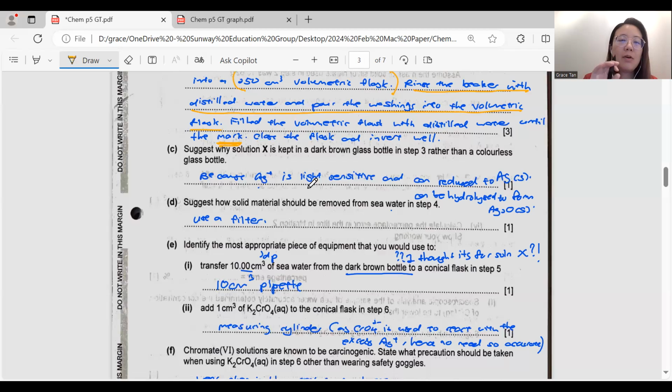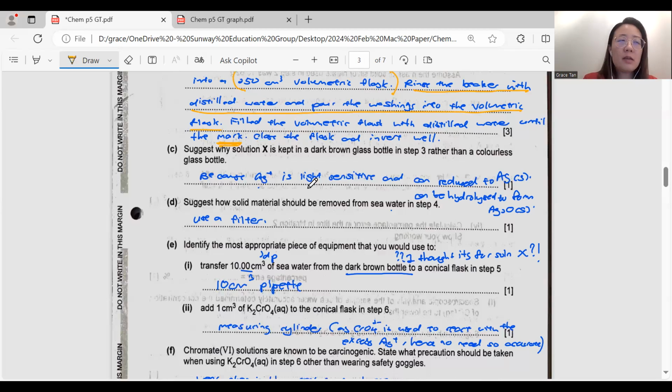Now, I think the easier one that you would be able to think of is reduction of silver plus into silver metal. I don't think anyone will think about the hydrolysis of silver ions because I don't think that is in your syllabus. Not too sure what the marking scheme answer will be, but I guess marks should be awarded to at least address that silver ion is light sensitive or to prevent light from reaching silver ions, because a reaction can occur.